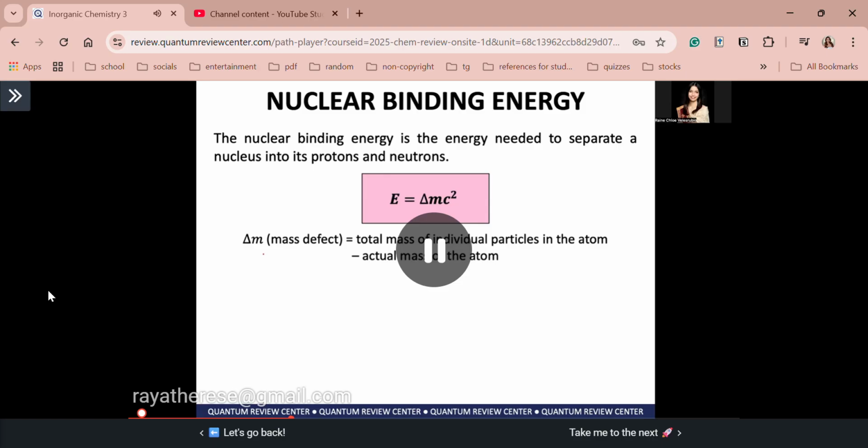Now, the nuclear binding energy E is equal to delta m c squared, where delta m is the mass defect, which is equal to the sum of the total mass of individual particles in the atom. So that includes the mass of the proton, neutron, and electron, total mass, minus the actual mass of the atom. So that's given by the atomic mass or the molar mass.